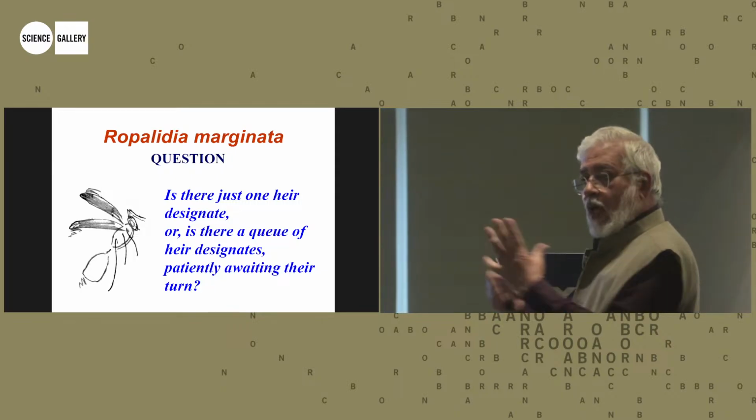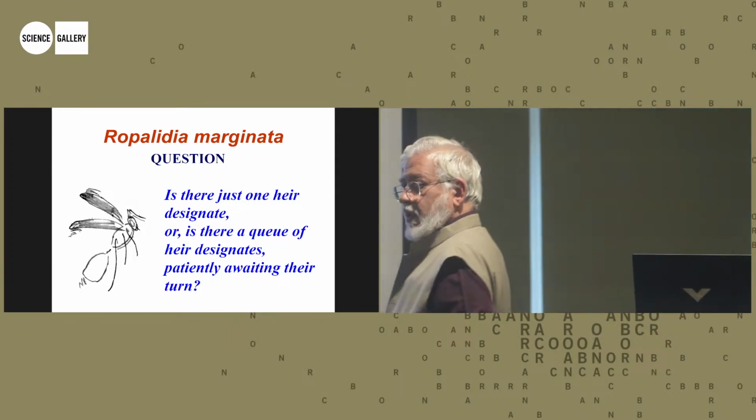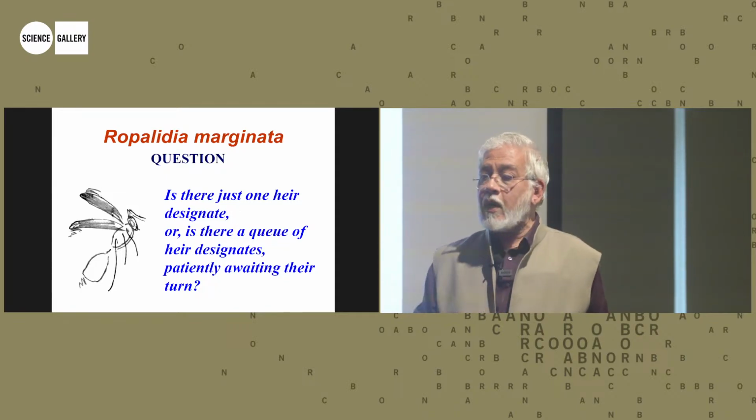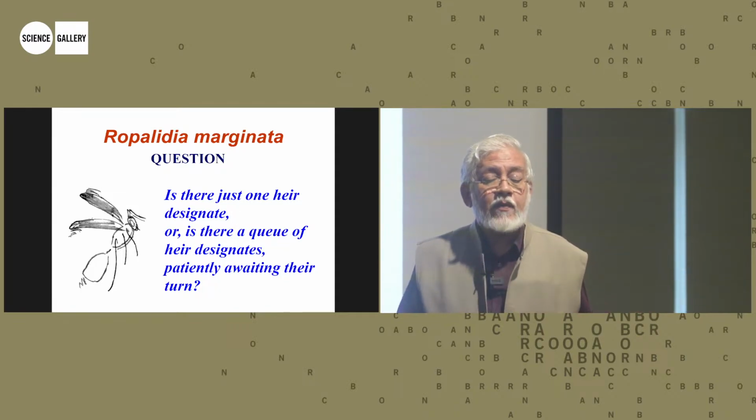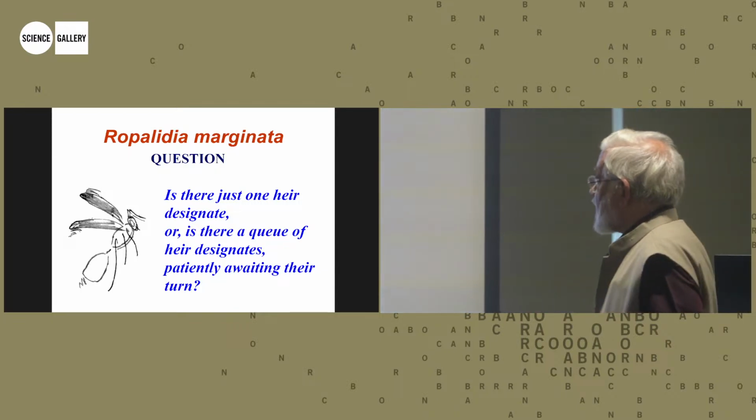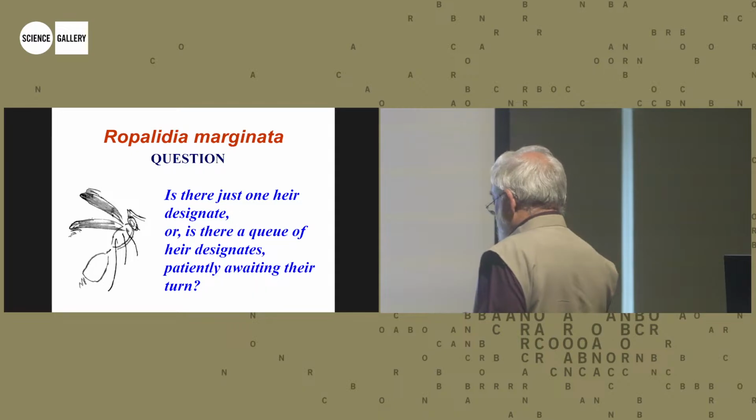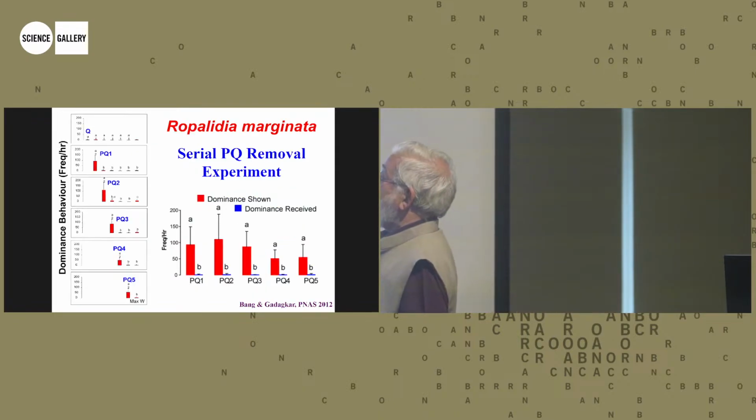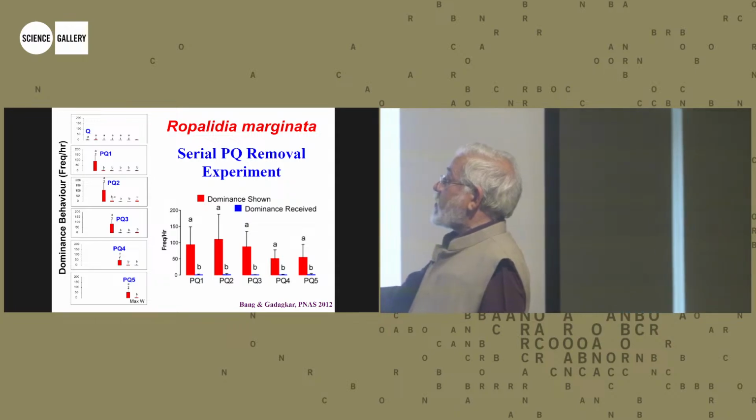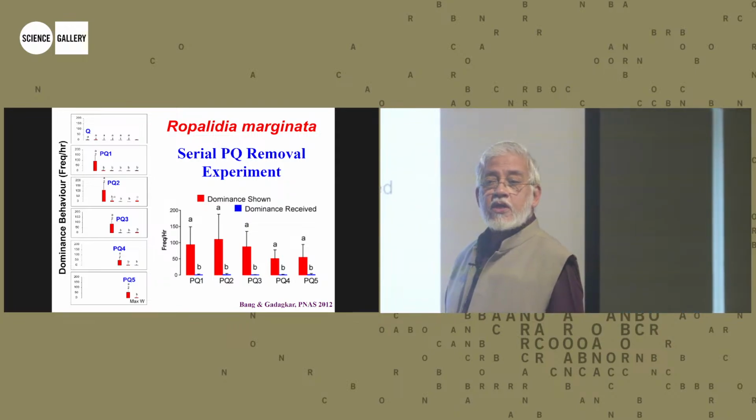What he did was he took a colony, identified the queen, removed the queen, identified the potential queen, removed her, and see what happens. And when he did that, he showed that there is indeed a queue. And his results are very interesting. He showed that in the presence of the queen, nobody shows aggression. Remove the queen, only one individual shows aggression. We call her the potential queen number 1.